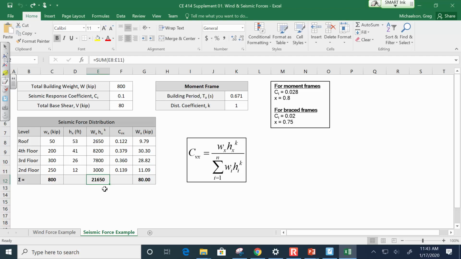And so what this is saying is that this story is going to see about 37.9% of 80 kips. This story is going to see about 12.2% of 80 kips. This story is going to see about 0.36, or 36%, of 80 kips. So if I'm doing the frame analysis, what do? So here's my building.